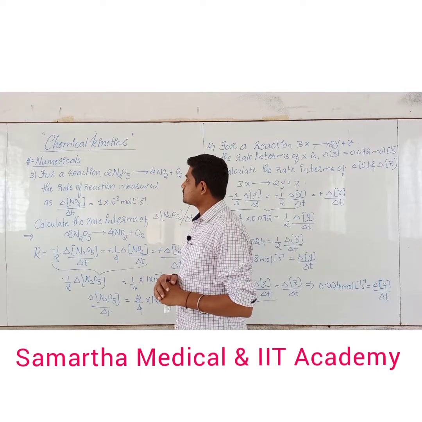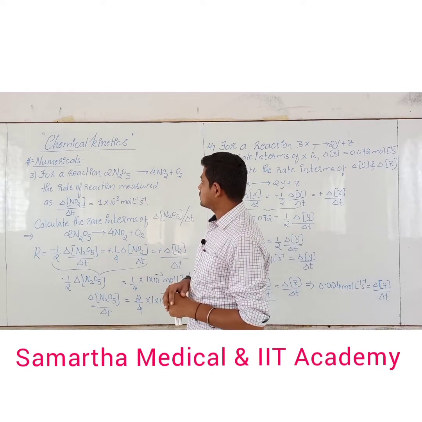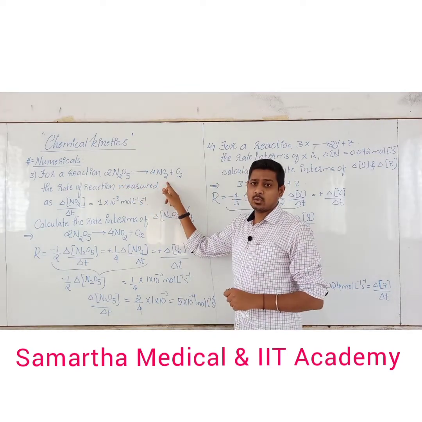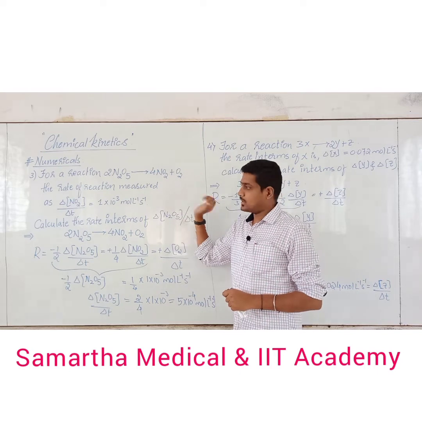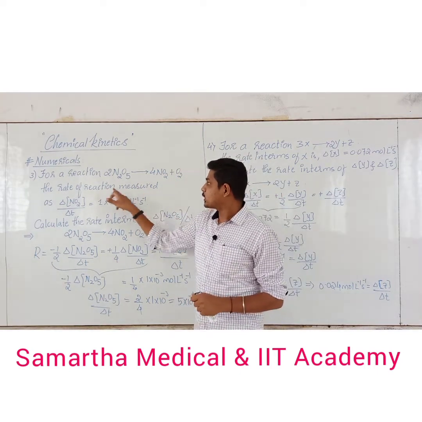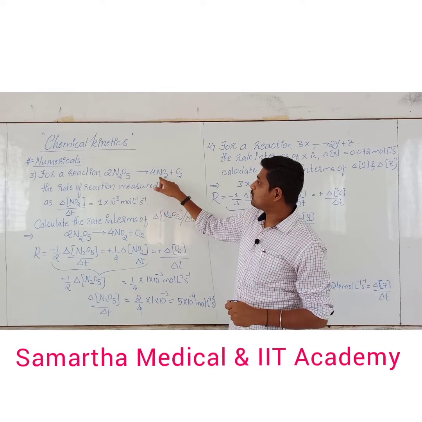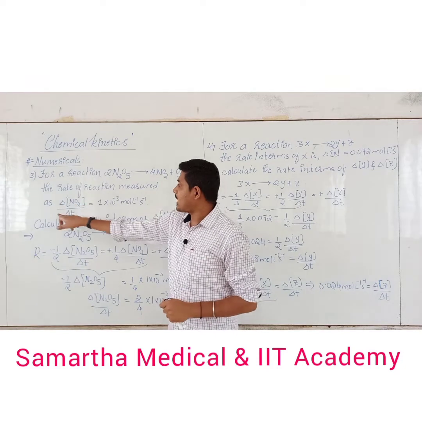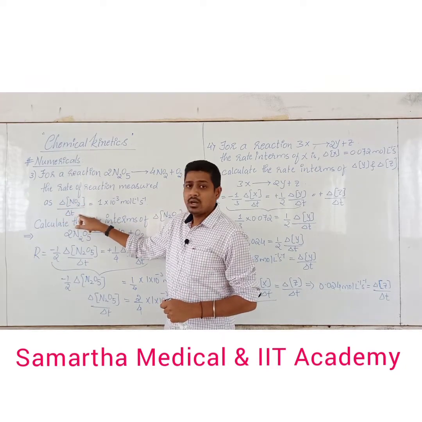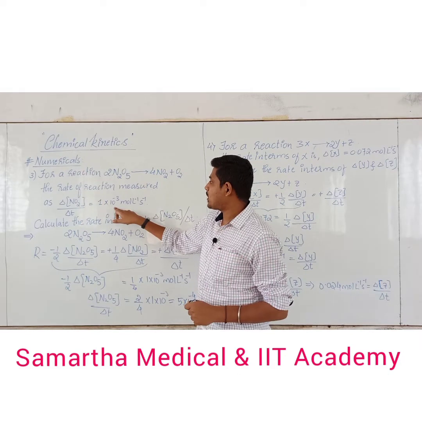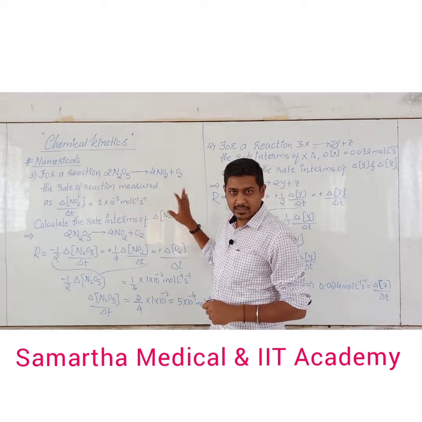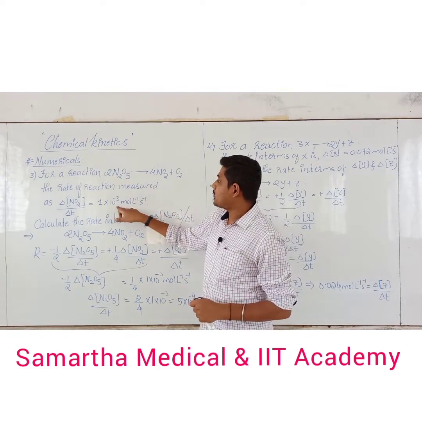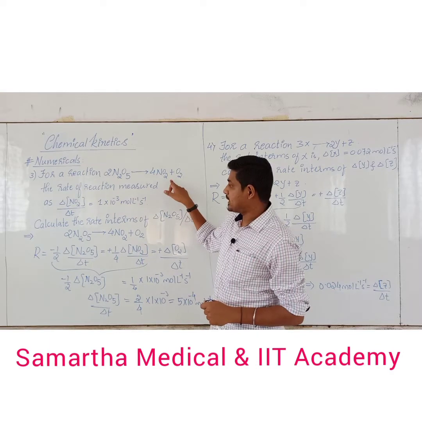Now it is saying that for a reaction wherein 2 moles of nitrogen pentoxide is giving you 4 moles of nitrogen dioxide and 1 mole of oxygen, for this reaction the rate of reaction is measured in terms of what here? In terms of nitrogen dioxide, and the value is how much? 1 into 10 to the power minus 3 moles per liter per second. Means this is appearing how much in 1 second? 1 into 10 to the power minus 3 moles per liter, this is appearing.